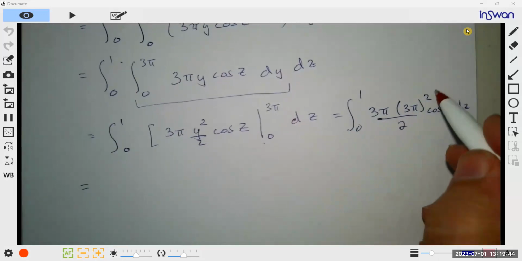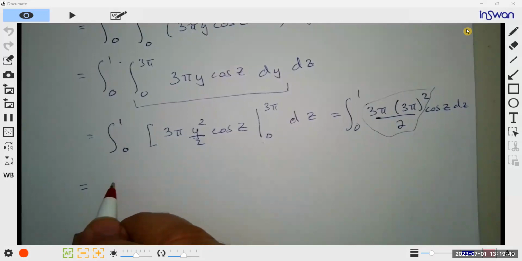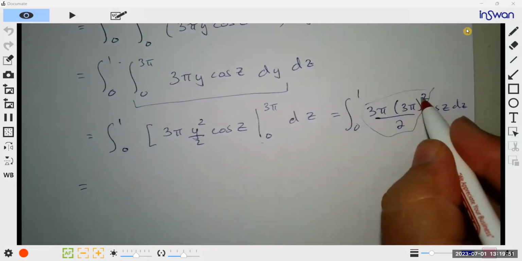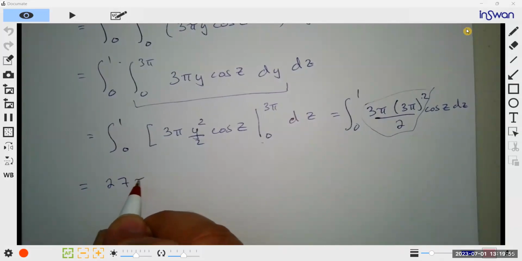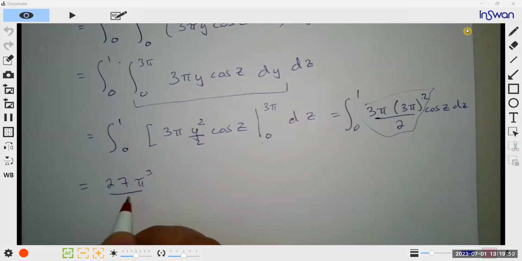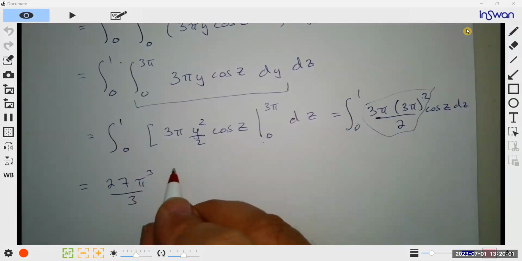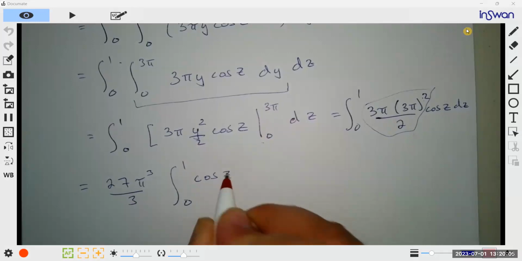Okay, well, all this stuff is a constant. So it could be brought up. 3 squared is 9. 9 times 3 is 27. Pi times pi squared is pi cubed. So the only thing we have left to do is the cosine z.